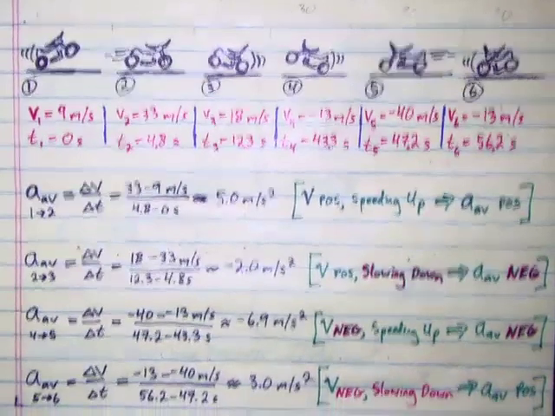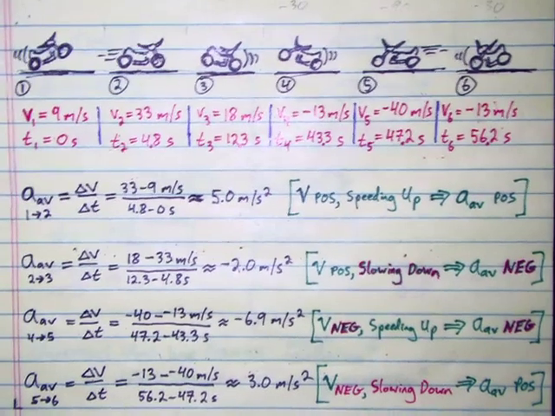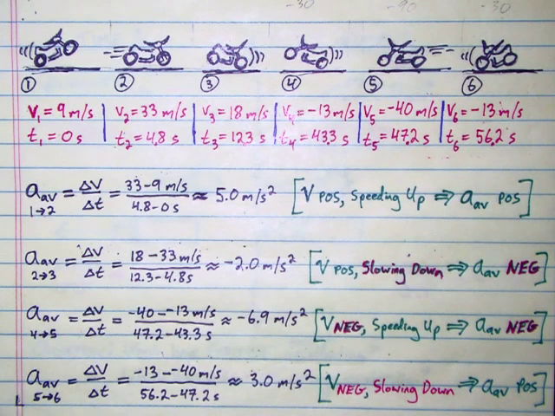Velocity has a direction to it, though. You can have a positive velocity or a negative velocity. So you can have a positive acceleration or a negative acceleration as well. So let's look at the difference there.